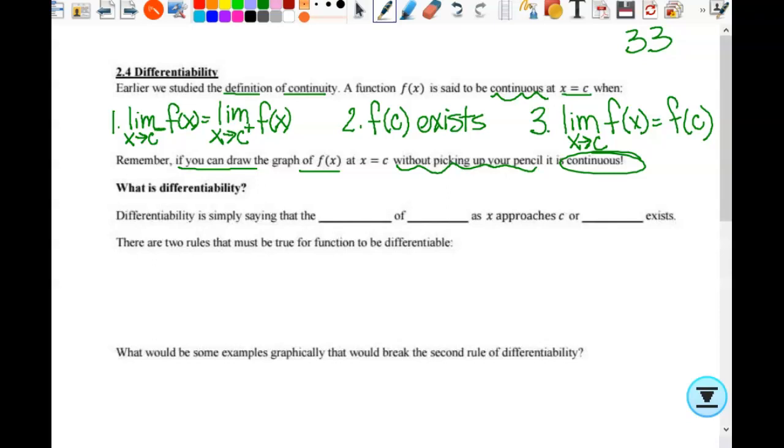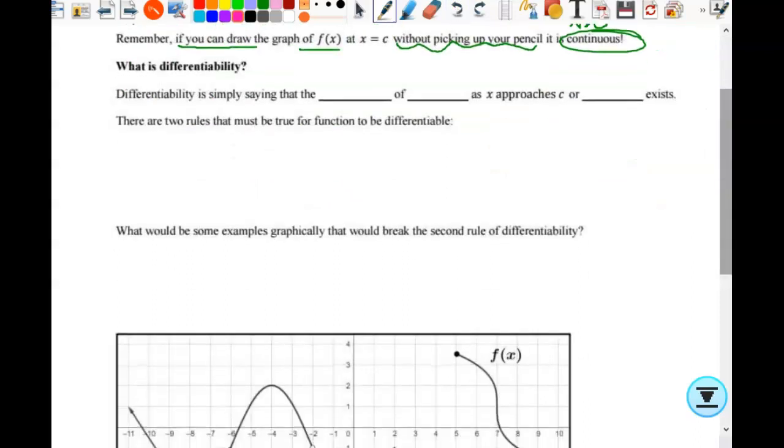So when we talk about something being differentiable, then differentiability is simply saying that the derivative of f as x approaches c exists. Okay. Differentiability is simply saying that.